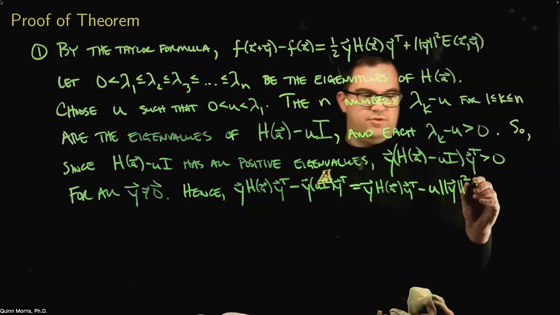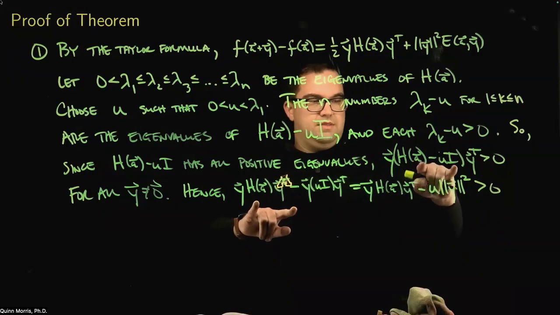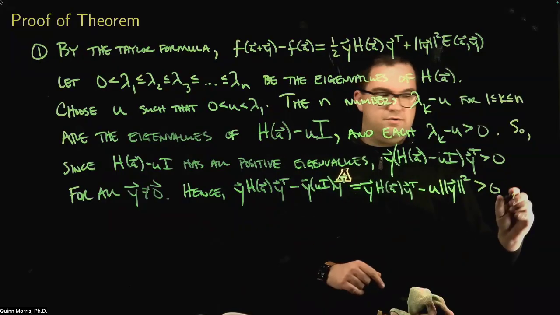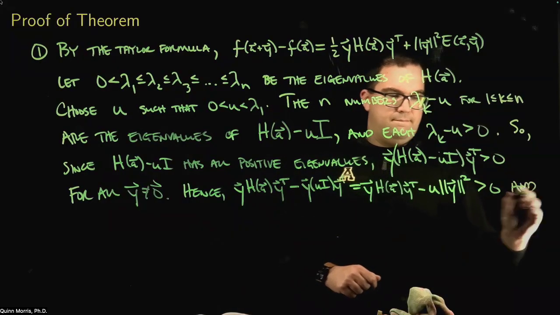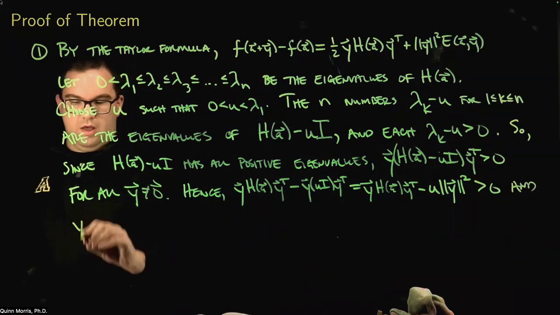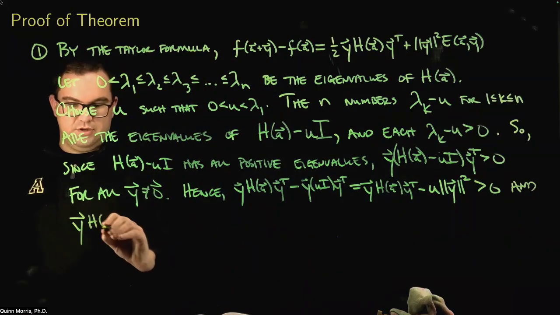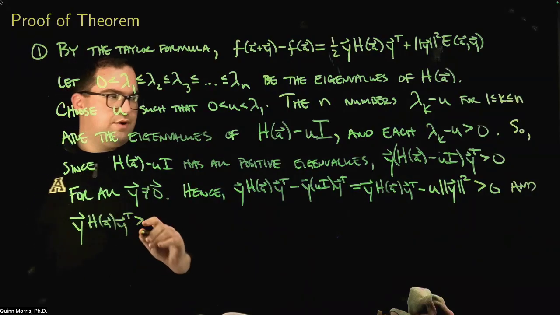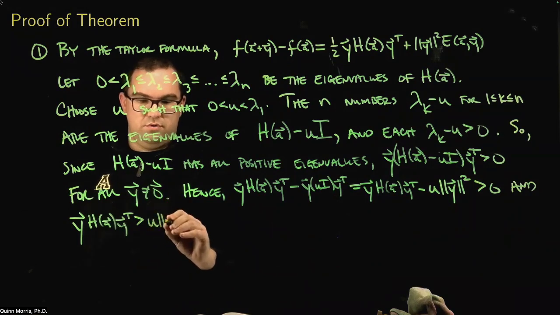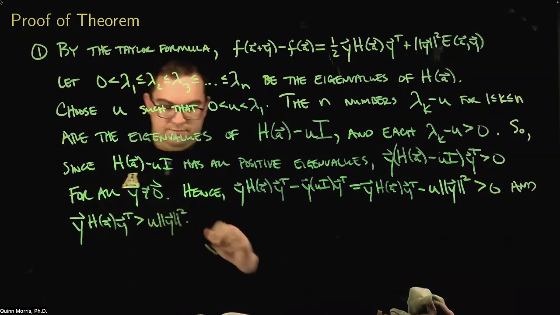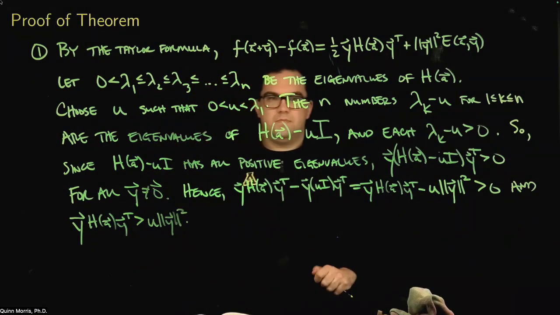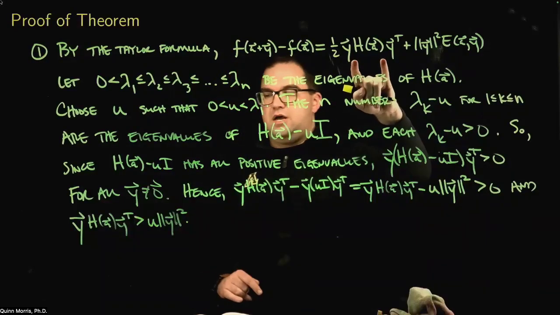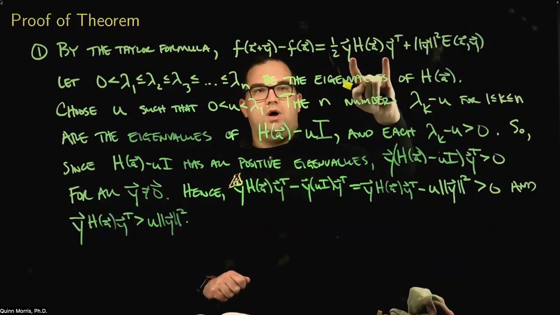And so what I end up with here, right, this was equal to this, was equal to this, and this is greater than 0. So I get this is greater than 0. And so that means that y h of a y transpose is strictly greater than u times the norm of y squared. All right. So what is this doing? This is giving me some lower bound on this quantity.